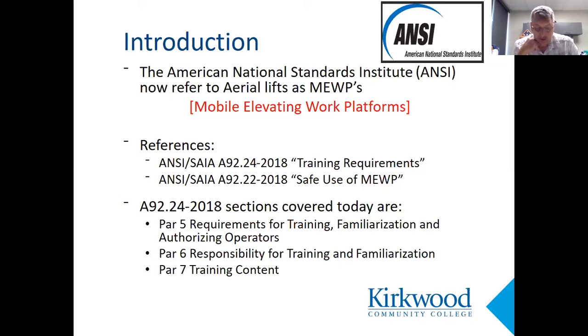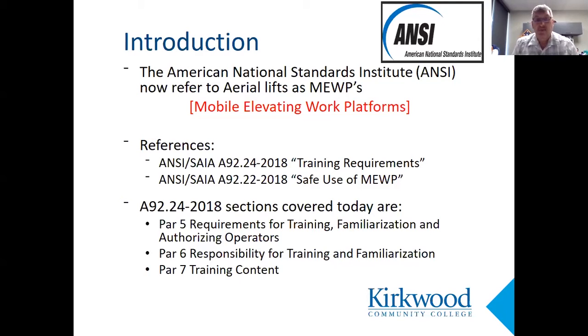Just a reminder of what ANSI is. It's a private nonprofit organization that oversees the development of voluntary consensus standards for products, services, processes, systems, and personnel in the United States. OSHA does not require compliance with this, but they consider ANSI a best practice, and at times they will cite you under the general duty clause for an ANSI standard.